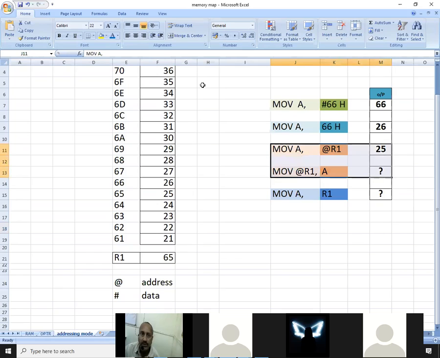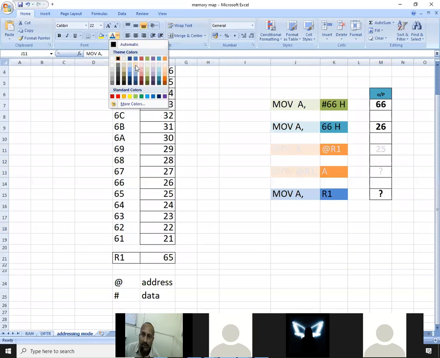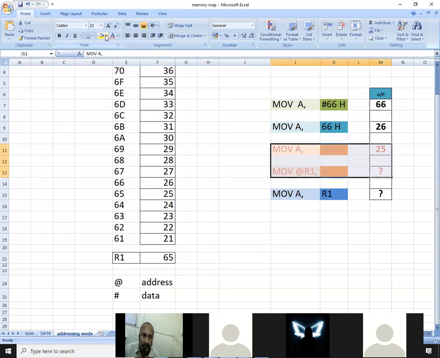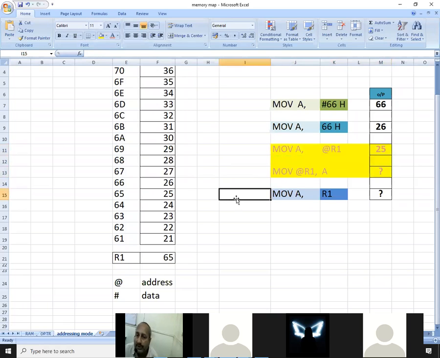So now this, I will just make it highlight over here. So this one. तर अक्युमुलेटर मध्ये कुठला काय डेटा आहे सध्या? 25. So where to be transferred?